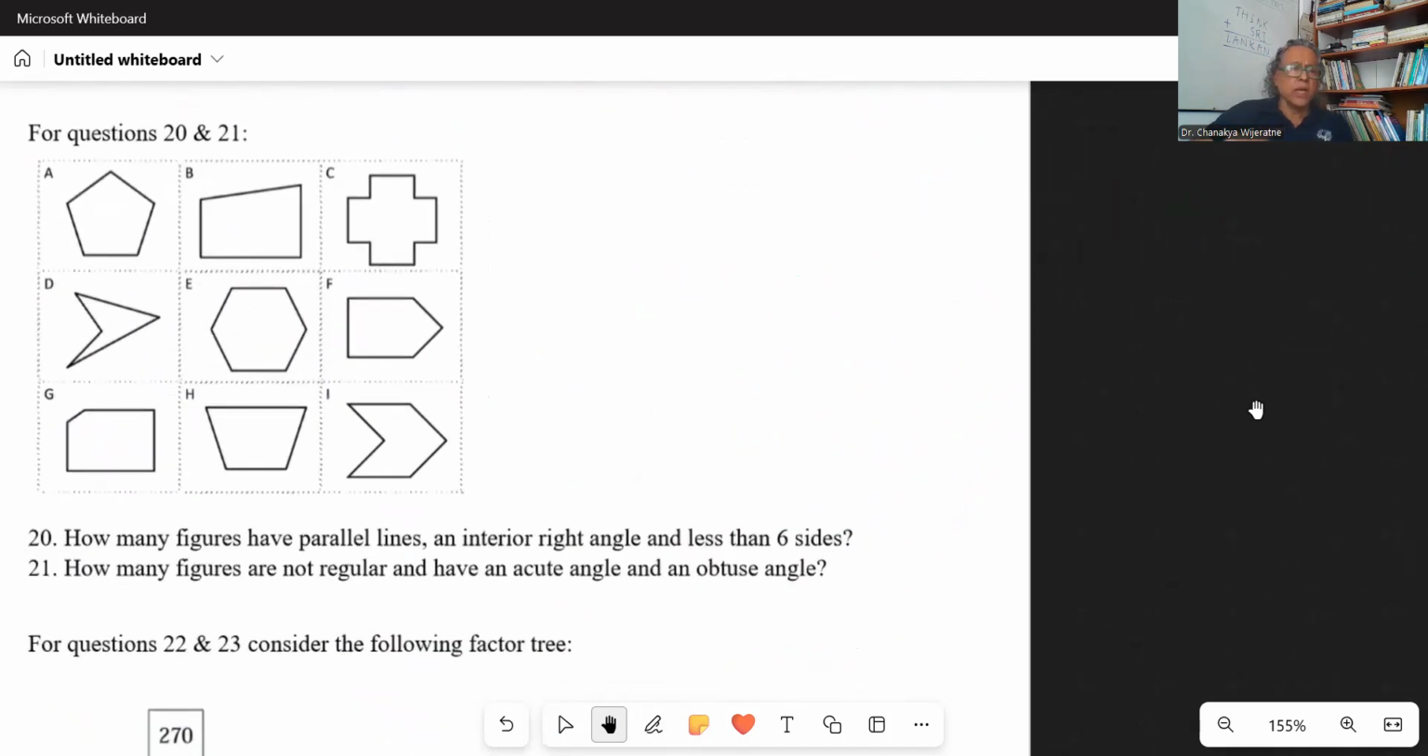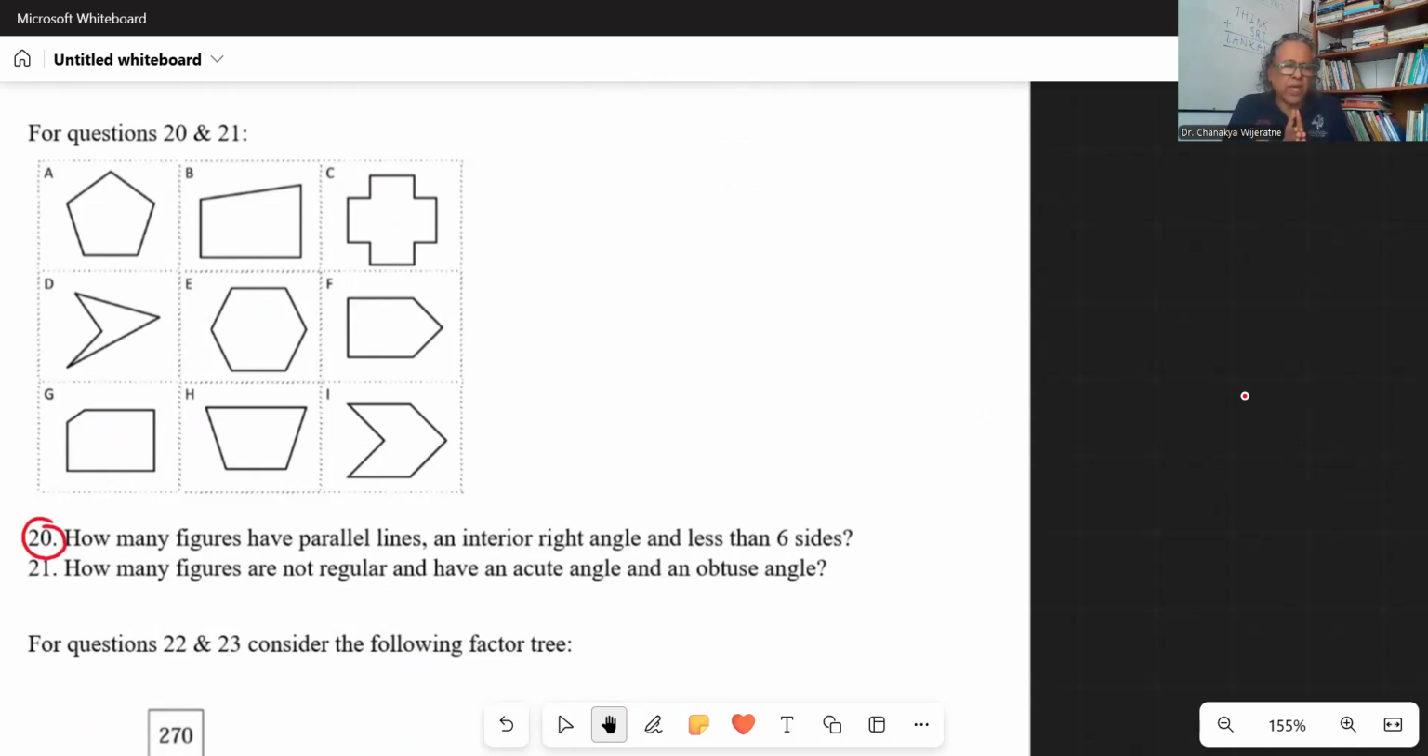Questions 20 and 21 has this table of figures. And this asks how many figures have parallel lines, an interior right angle, and less than 6 sides. Okay. Now, what are parallel lines? 2 lines or more are parallel if they do not intersect, that means cut or meet, if you extend these lines as far as you can to infinity and beyond.